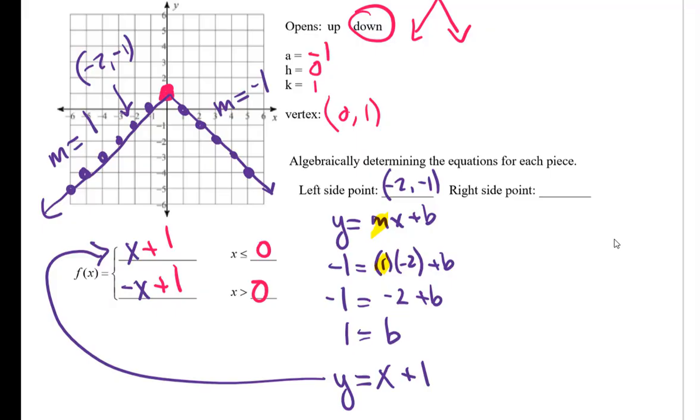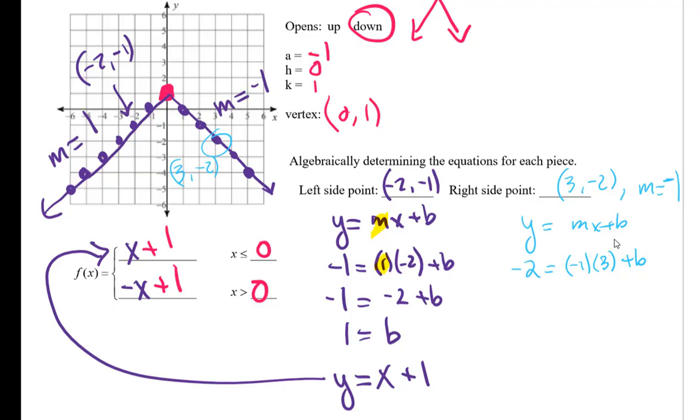Now I'm going to do something similar on the right-hand side and say I'm going to take this guy right here, and that's the point 3, -2. So 3, -2. That's going to be my point. And I know the slope on the right-hand side, that slope is going to be -1. So again, write down y equals mx plus b. If my slope is -1, my m value is -1, my x value is 3, b we're trying to find, and my y value is -2.